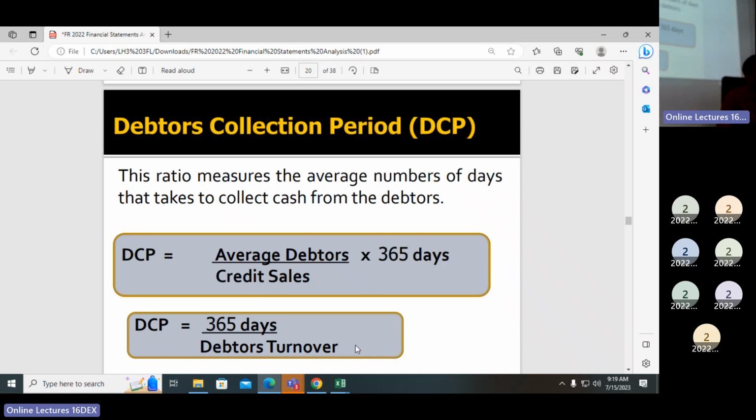Now, what about this ratio? Is an increase favorable or a decrease favorable? It is the average number of days it takes to collect cash from debtors. Last year it took 45 days. This year we collect in 30 days. A decrease. Favorable or unfavorable? Favorable. If you can get cash quickly from debtors, that is the advantage. So for this ratio, a decrease is favorable.